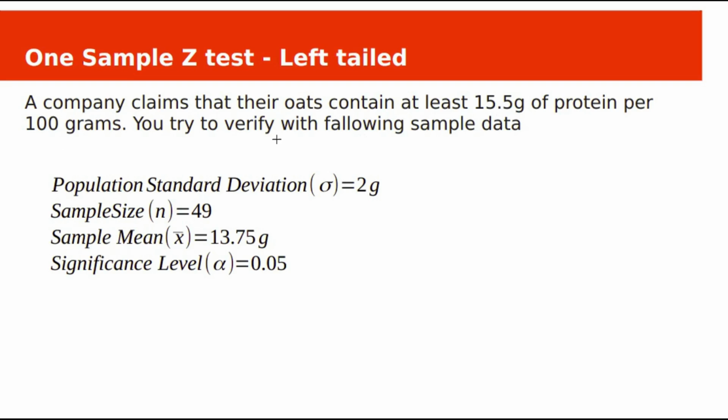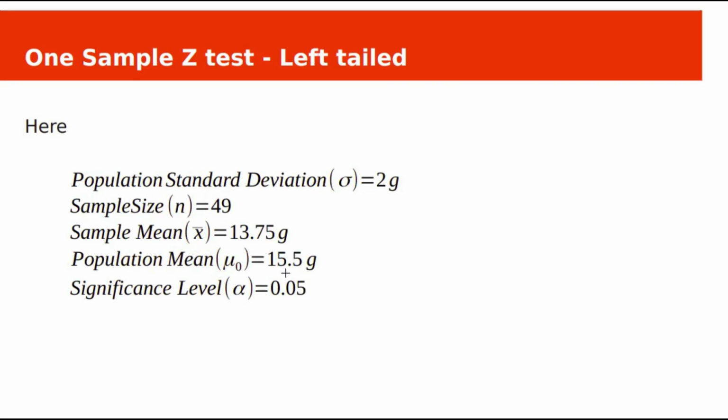Another example: a company claims that their oats contain at least 15.5 grams of protein per 100 grams. Try to verify with the following sample data. Population standard deviation is 2 grams, sample size is 49, and the sample mean observed here is 13.75 grams, and the significance level we need to check is 0.05. The data we have is mu naught is 15.5 grams.